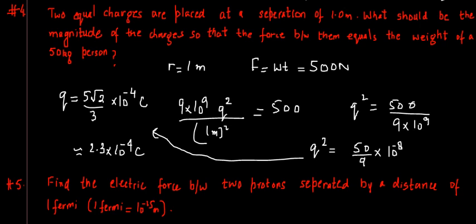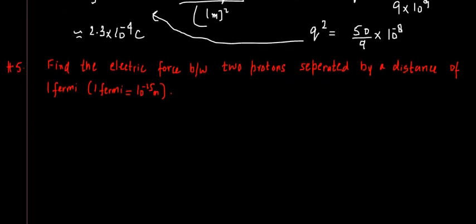Okay, let's do the fifth example. It says find the electric force between two protons separated by a distance of 1 Fermi. This one is simple again. So you have two charges, Q1 and Q2, both equal to the charge on a proton, that's 1.6 into 10 to the power of minus 19 coulomb.